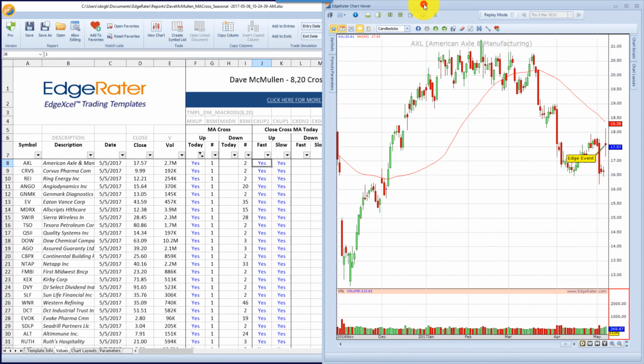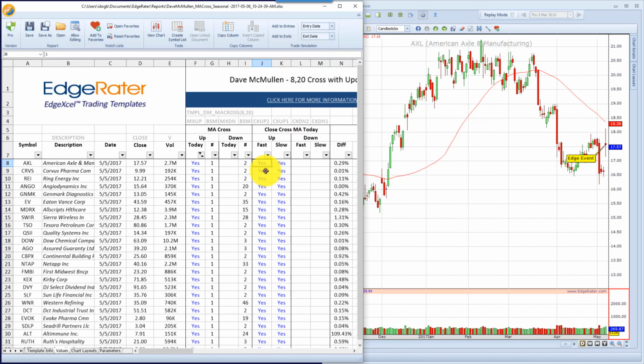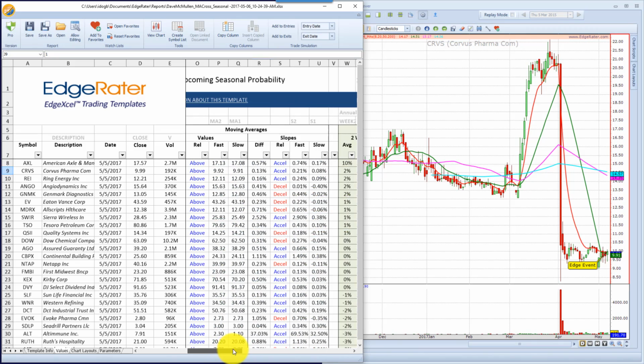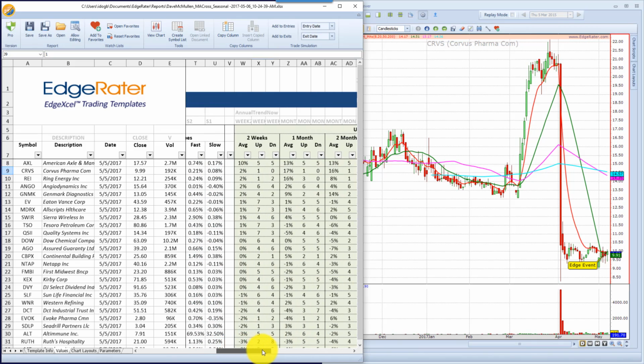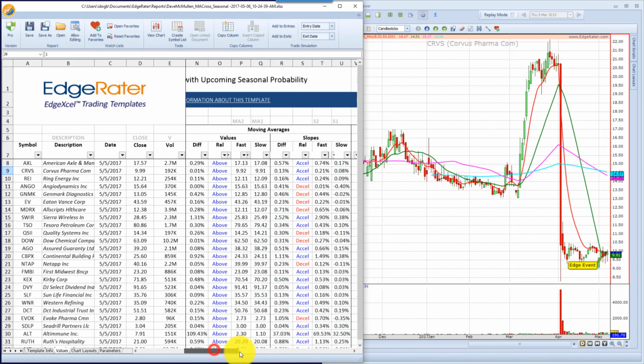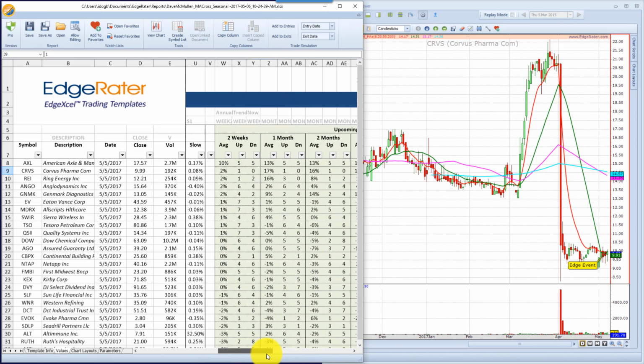And I'm going to link to my template layout because this one does have the correct moving averages in, and we can see that these have been occurring. But in addition to there being a moving average cross, this template gives good information about seasonality. So I've already filtered by things that have crossed today, but what I really want to do is look for upcoming seasonality. So let me sort in the 1 month column.